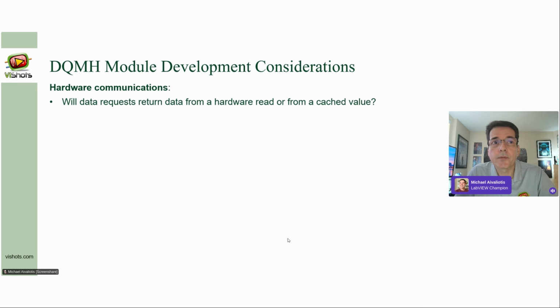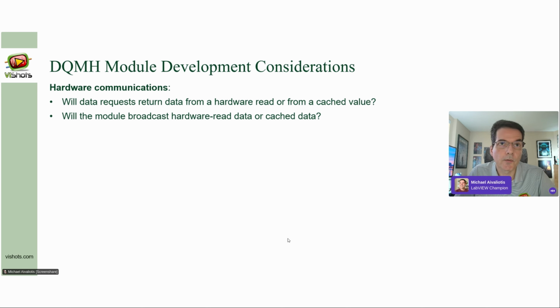Will data requests return data from the hardware or read it from a cached value? This is important because depending on the hardware, there could be a delay. The hardware could take some time to return data. So if you need data right away, you might want to just read the cache data. So internally, the DQMH module could continuously read data stored in an internal cache, like a shift register. Then when you do a request, instead of requesting data from the hardware, it'll just return the cache data. So that's another consideration to think about.